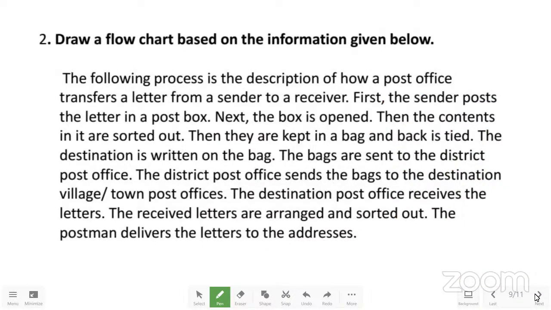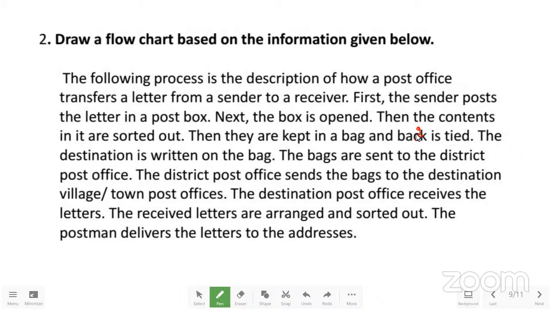The following process is the description of how a post office transfers a letter from a sender to a receiver. First, the sender posts the letter in a letter box. Next, the box is opened. Then the contents in it are sorted out. Then they are kept in a bag. The bag is tied. The destination is written on the bag. The bags are sent to the district post office. The district post office sends the bags to the destination village or town post offices. The destination post office receives the letters. The received letters are arranged and sorted out. The postman delivers the letters to the addresses.